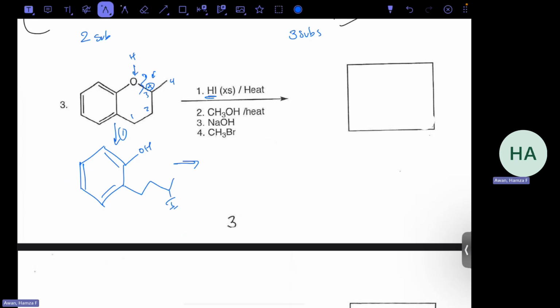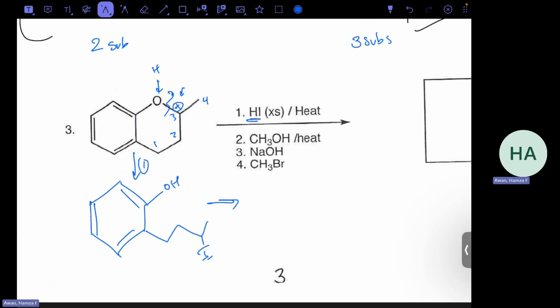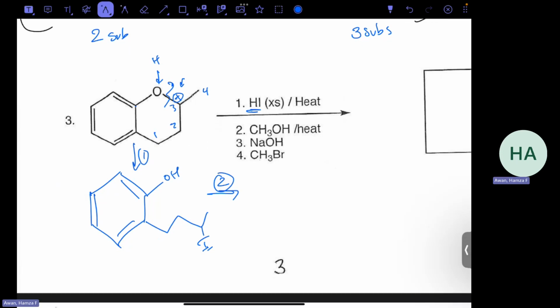That's a really good question, actually. If you were to do it right here, then this would create a vinyl halide, so the iodine would be right off of that double bond, and that's just energetically unfavorable, so it wouldn't do that. That makes sense? Beautiful. Yeah, I should explain that earlier. Sorry about that. So next step, number 2, CH3OH in heat. So this is going to be our SN1 reaction.